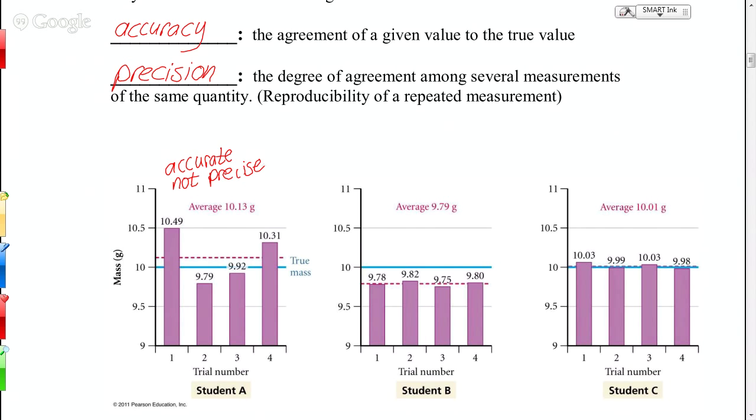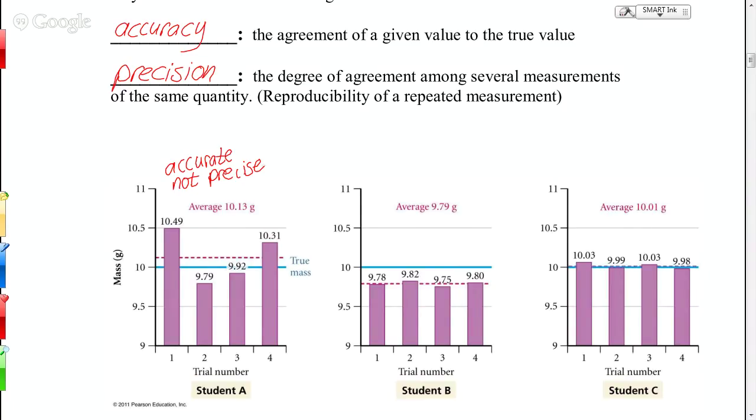This is what we call random error. Right? Stuff is randomly throwing this person off, but overall they're getting the right average. And that could be because of equipment, that could be because of technique, I don't know. So then which one is precise but not accurate?